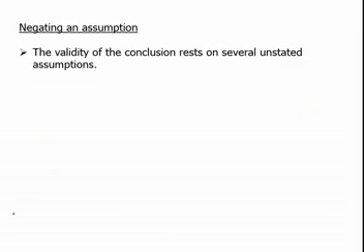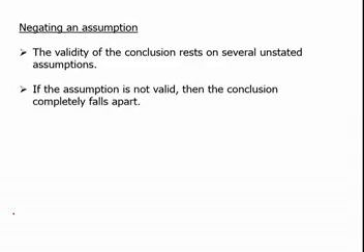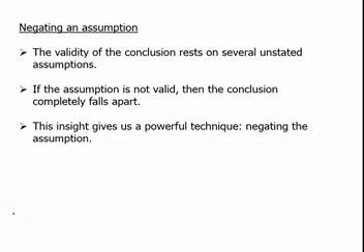Now, first, we have to remember that the validity of the conclusion is based on these unstated assumptions. They're not mentioned in the prompt itself. But if these assumptions are not valid, then the conclusion completely falls apart. That's something we did in the weaken question: we found an answer choice that cast doubt on one of these assumptions and therefore cast doubt on the conclusion. But this is actually going to give us an important technique here. Knowing that if an assumption is not valid the conclusion falls apart allows us to determine whether or not an answer choice is an assumption.